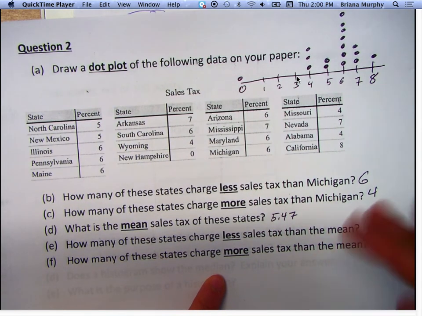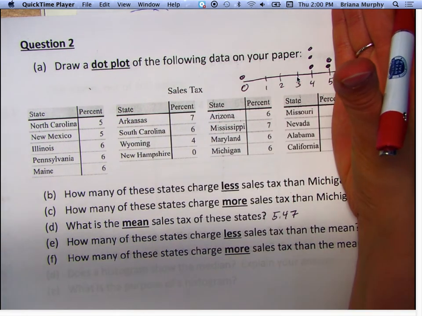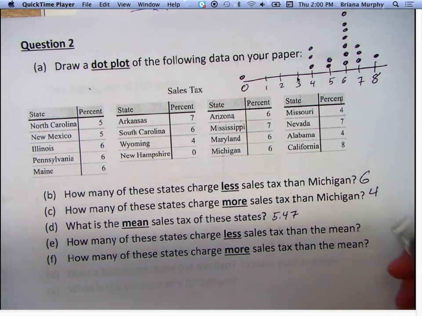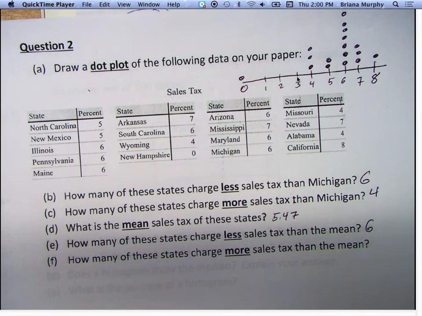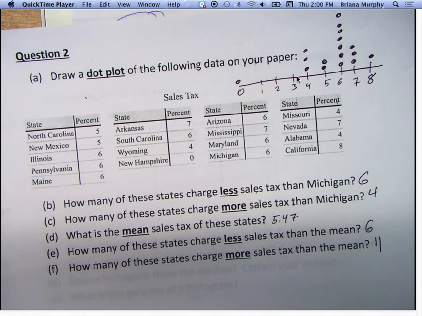So the mean is 5.47. Try again. Less than 5, including 6. I get 6. Okay. How many of these states charge more than the sales tax? 11. Next.